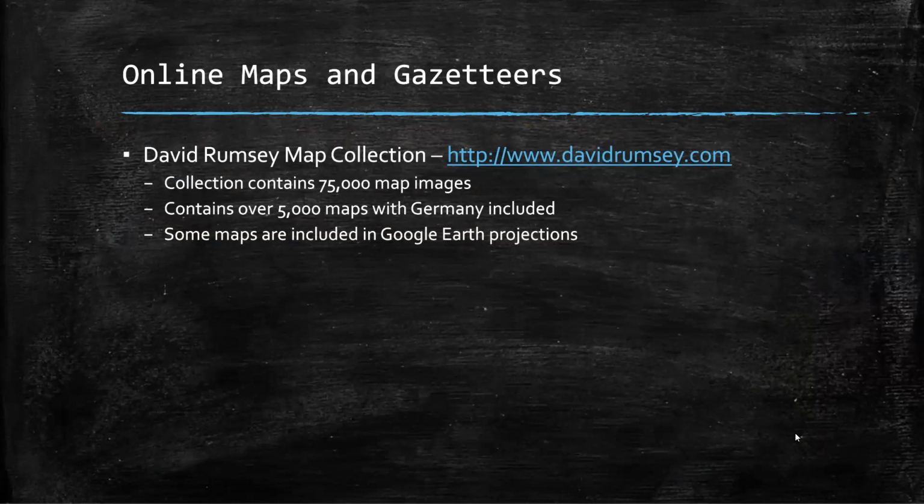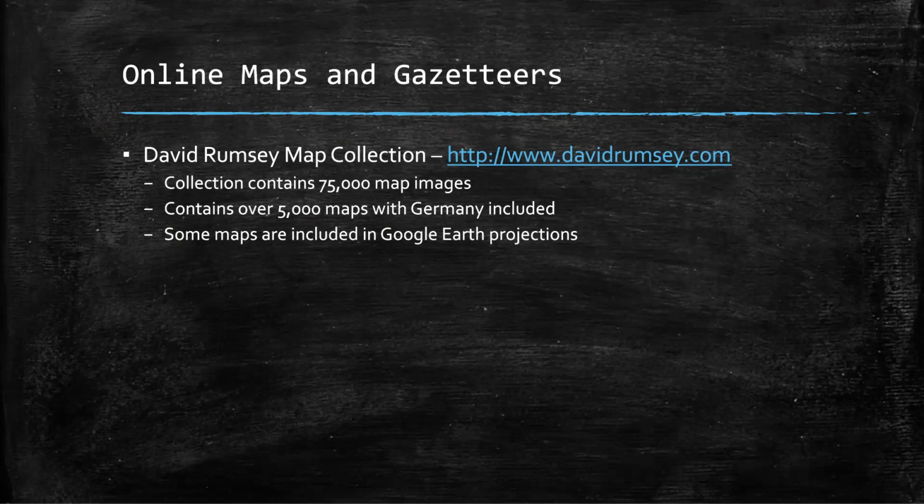Another one is the David Rumsey Map Collection. This one has over 75,000 maps, and many of these maps are geo-referenced. So you can actually see these maps overlaying Google Earth, and you can see what the area looks like today and what it looked like historically. And for Germany, they have over 5,000 maps.